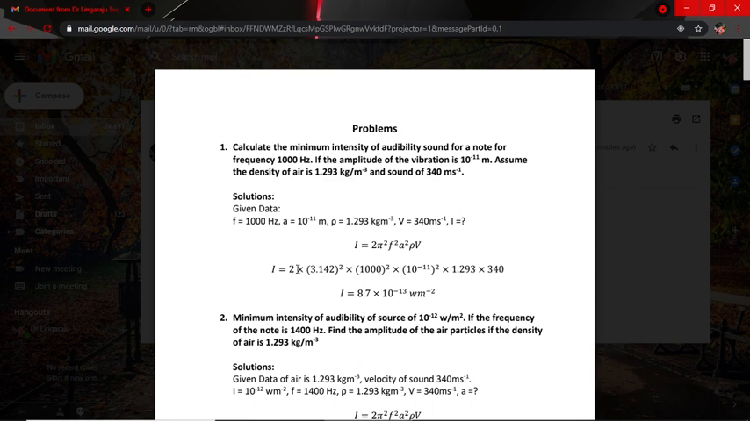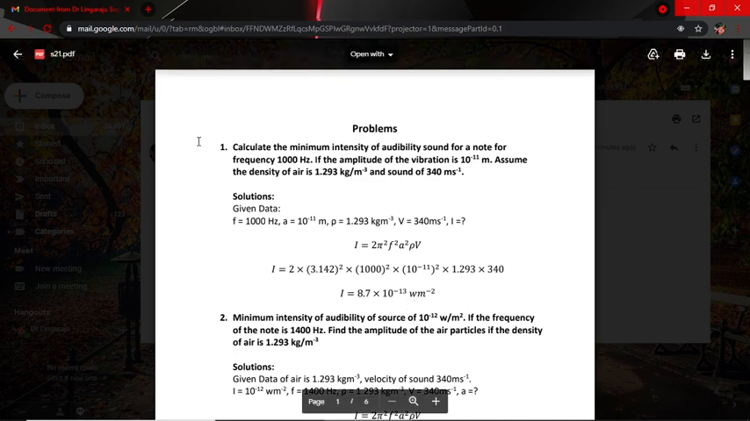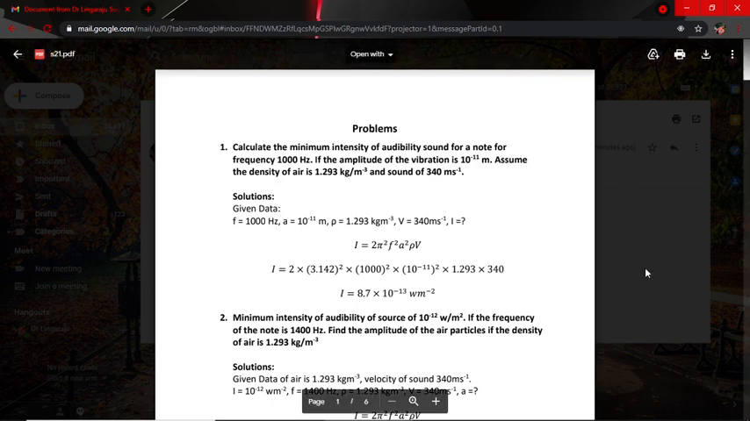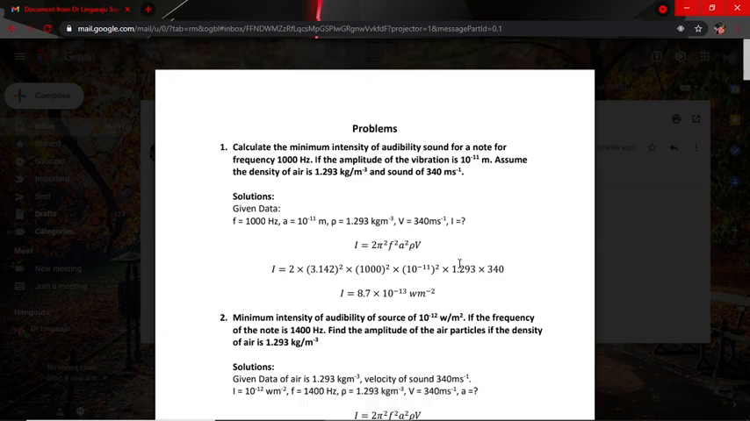Knowing all these things, just use a scientific calculator and calculate all these values. We get the answer, the minimum intensity I is equal to 8.7 e to the power of minus 13 watts per meter square. So it is a direct problem, and we can easily calculate it if you know the formulas.